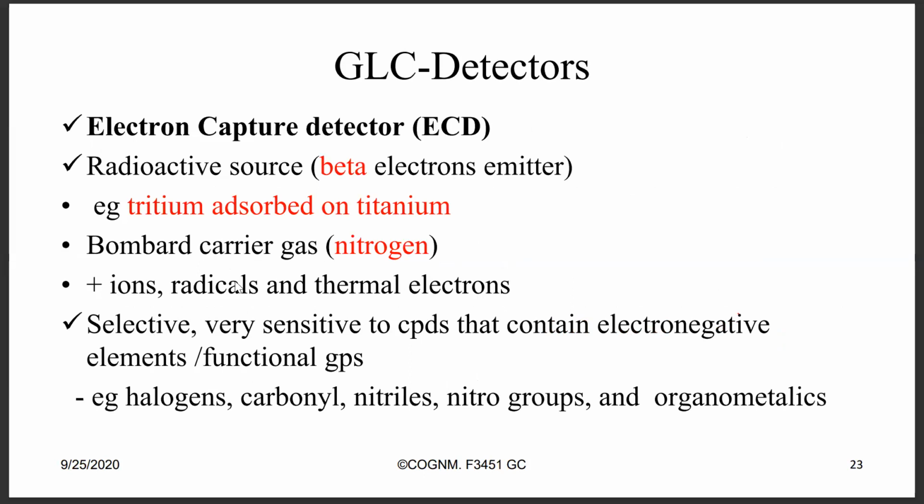So another one we have is the electron capture detector. And here we mainly use beta electron emitters as a radioactive source. An example is tritium absorbed in titanium, and our carrier gas is usually nitrogen. It's very sensitive to compounds that contain electronegative elements or functional groups, such as halogens, carbonyls, nitrogens.